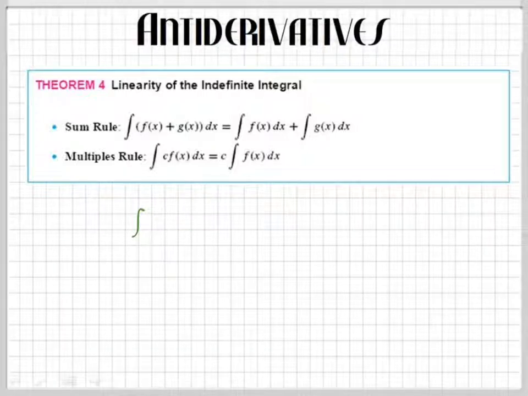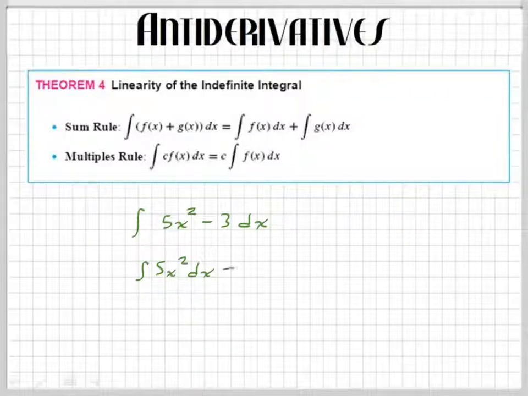So what if you had, I don't know, 5x to the second power minus 3 dx. So if I did split this up, this would be 5x to the second dx, and then minus, we're taking that negative 1 out, 3 dx. So that's why you don't see the minus. It doesn't really matter. It's there.